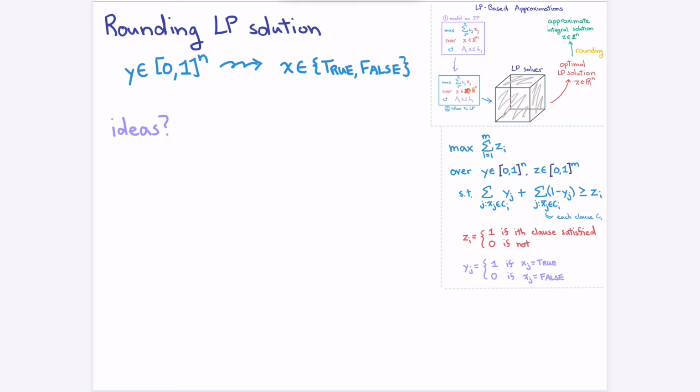Sure. Okay. So one option is that, if I had x1, we can do deterministic rounding. So I can write true if y1 is greater than or equal to 0.5. That seems natural. False otherwise, which is also the same as y1 less than 0.5.